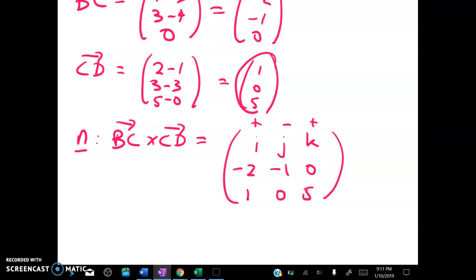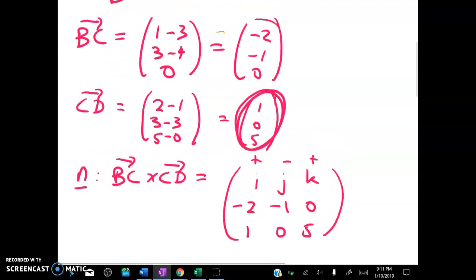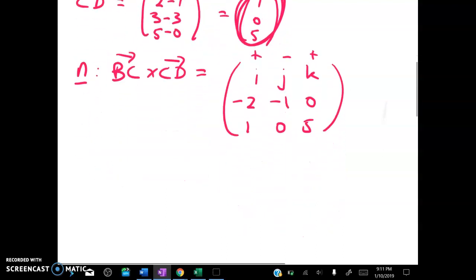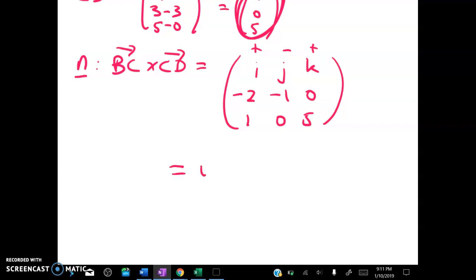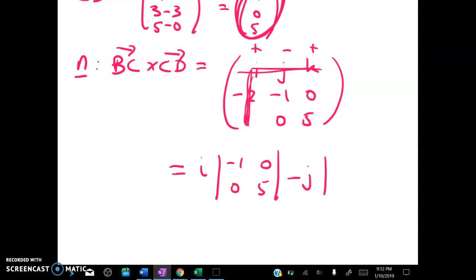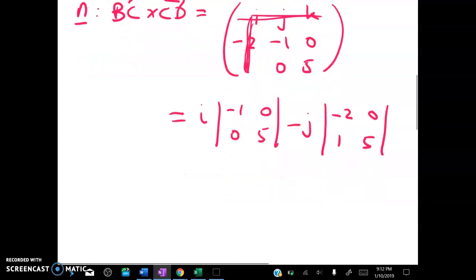Alright, so here I'm just writing in this vector, and I'm writing in this vector, and they go in as rows. So that gives me i times, so we're knocking out this row here, and we're left with negative 1, 0, 0, 5, minus j times negative 2, 1, 0, and 5, plus k, negative 2, negative 1, 1, and 0.